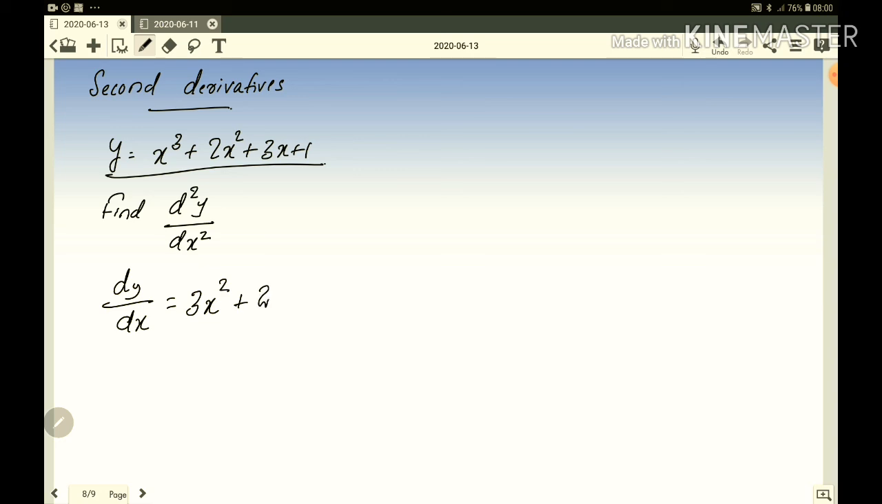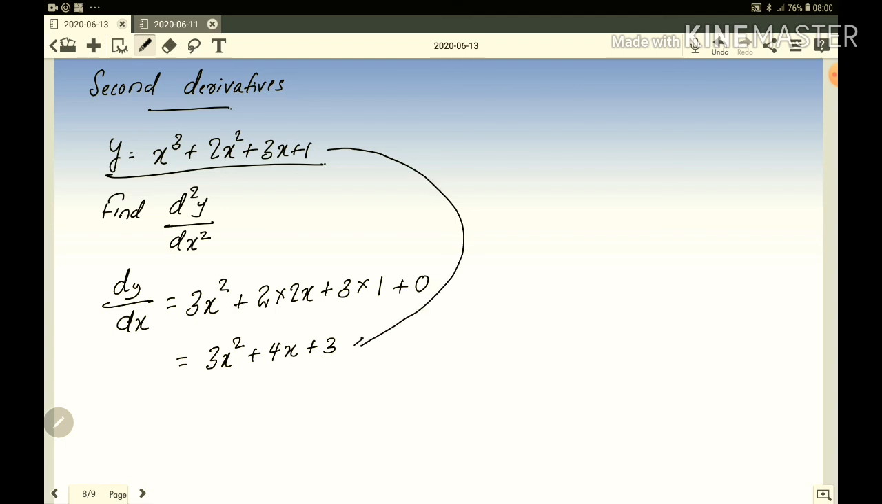Plus 2 times x square becomes 2x. Do you understand? That is 2x to the power 2 minus 1. Plus 3 times x becomes 1. Right? Then the last term is 0. So it's going to be 3x square plus 4x plus 3. See, we are done. So always, when you differentiate a cubic function or a cubic expression, you will get what? A quadratic. That's how. When you differentiate, it is stepping down. You can see the powers are decreasing.